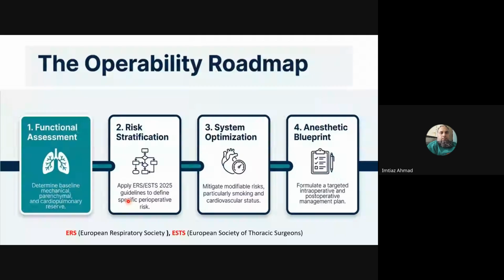Now, the operability roadmap will be the functional assessment, which will determine baseline mechanical, parenchymal, and cardiopulmonary reserve. Then risk stratification by applying European Respiratory Society and European Society of Thoracic Surgeons guidelines of 2025 to define the specific perioperative risk. Then the system optimization, that is, we will optimize the modifiable risk factors, that is smoking and cardiovascular status. And at the end, we will formulate intraoperative and postoperative management plan.